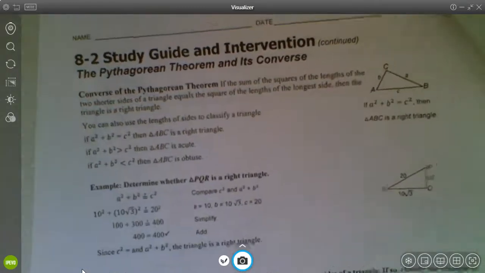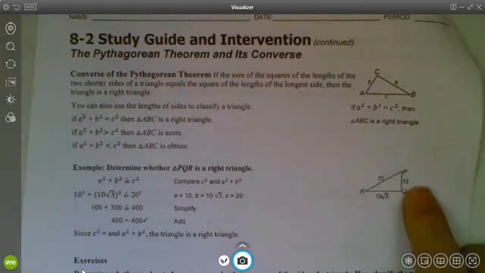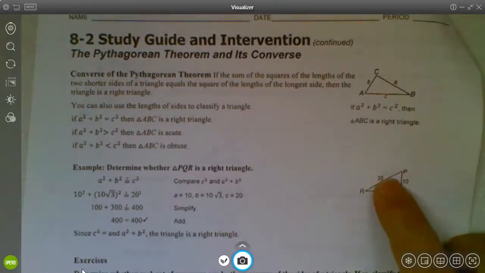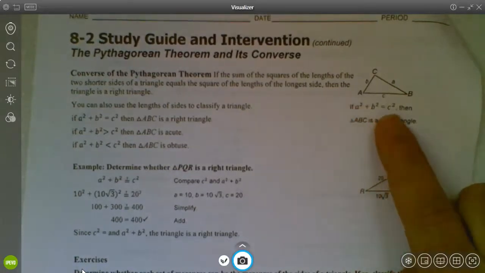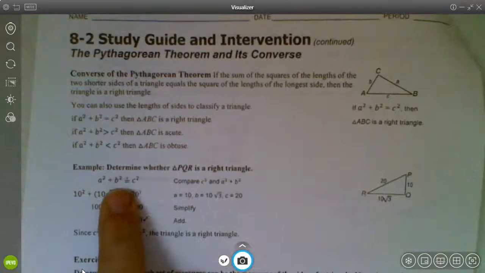Well, we're just using basically Pythagorean theorem to test it. Does a squared plus b squared equal c squared? Because if it does, then it fits my Pythagorean theorem formula, and that would tell me that it's got to be a right triangle. Right? So it's kind of like we're using the formula backwards to see if this is a right triangle or not.